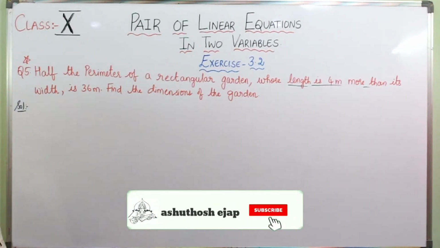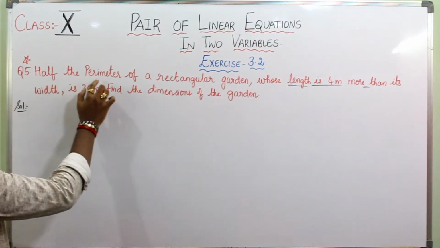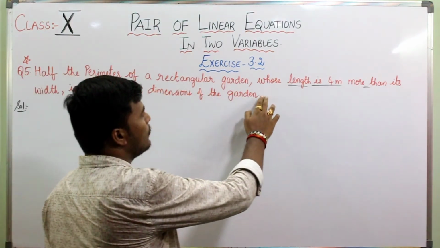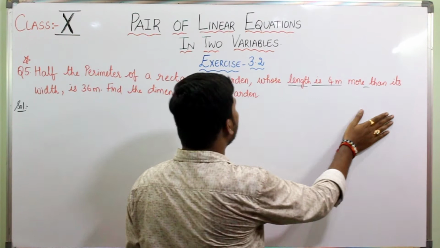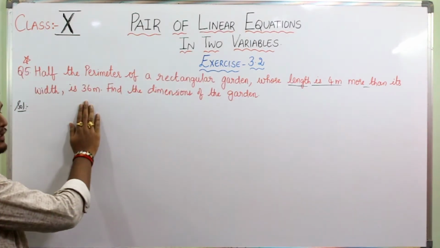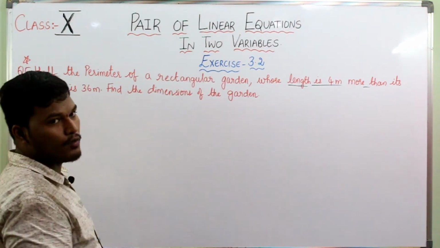Now let us discuss the fifth problem of this exercise 3.2, that is, half the perimeter of a rectangular garden whose length is 4 meters more than its width is 36 meters. Find the dimensions of the garden.